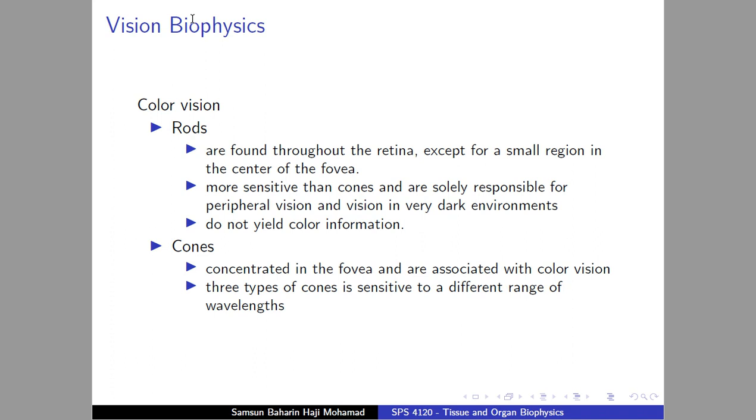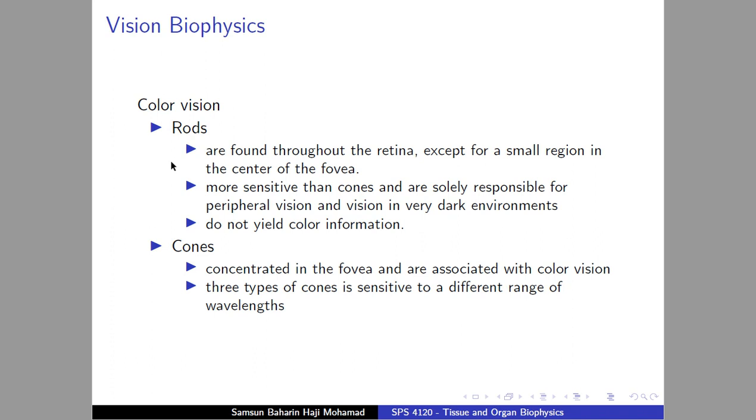Rods are more sensitive than cones and are responsible for vision in very dark environments. So they do not yield color information, just producing the image. The cones are concentrated in the fovea and are associated with color vision. The three types of cone are sensitive to different ranges of wavelength.